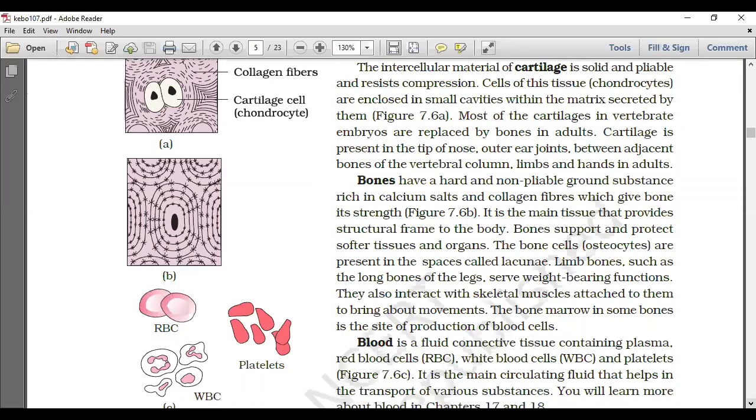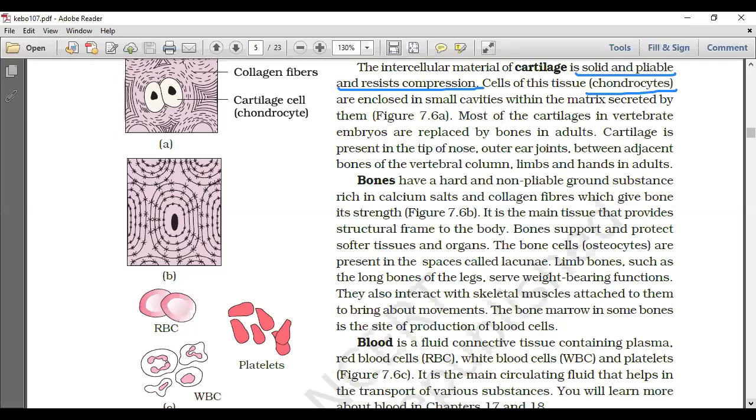The intercellular material of the cartilage is solid and pliable and resists compression. The cells of this tissue, chondrocytes, are enclosed in small cavities within the matrix secreted by them.